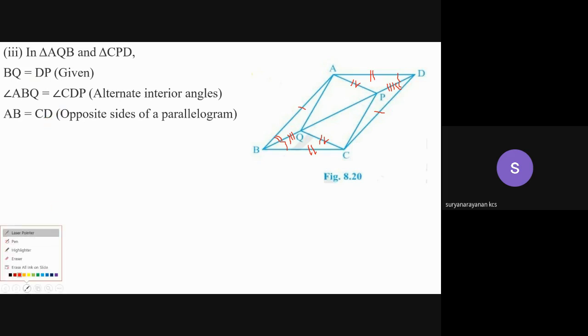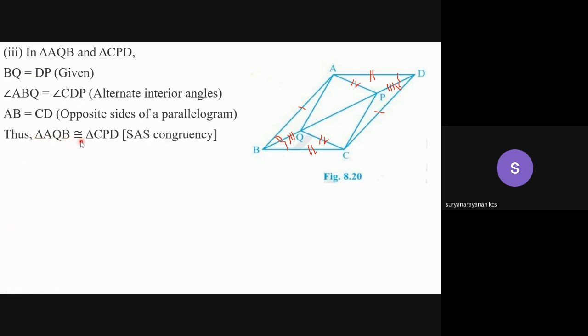So can you say that these two triangles are congruent? Thus, triangle AQB is congruent to triangle CPD by SAS congruency criteria. By congruency criteria, we can say that these two triangles are congruent. Now, tell me which parts can be equated in these two triangles?